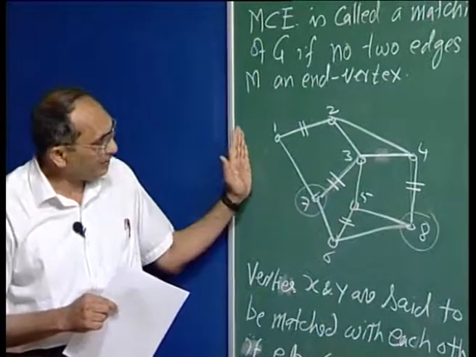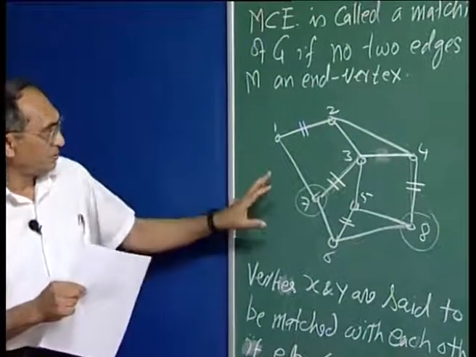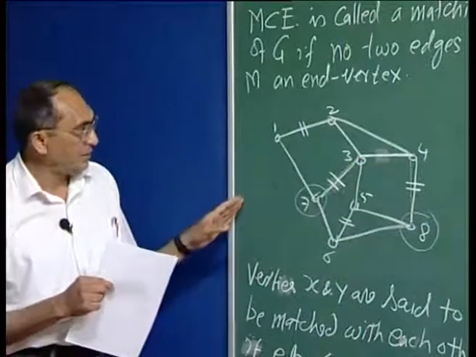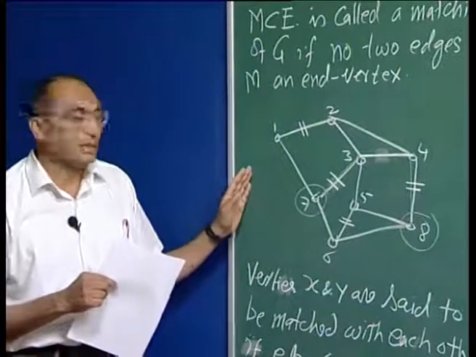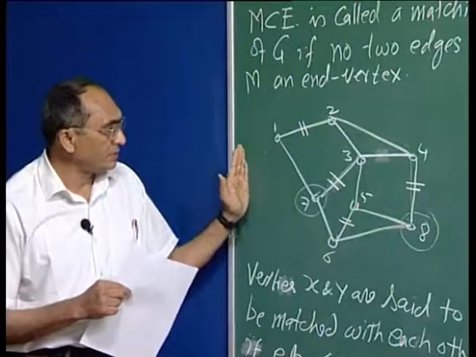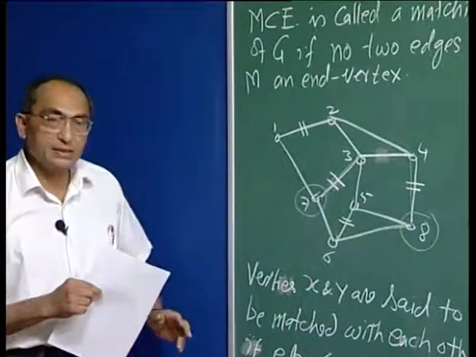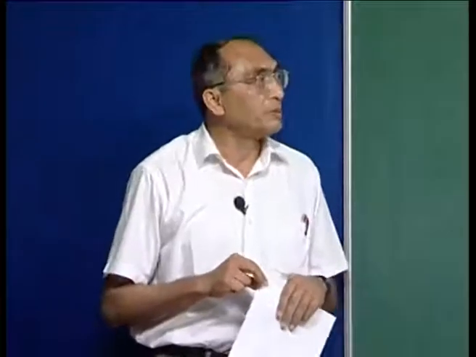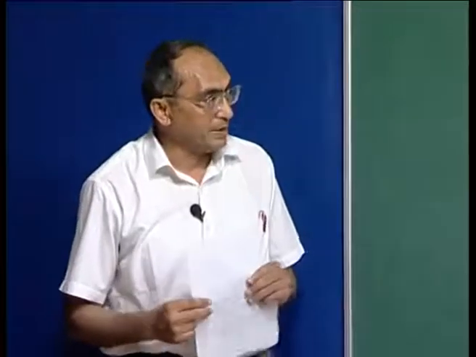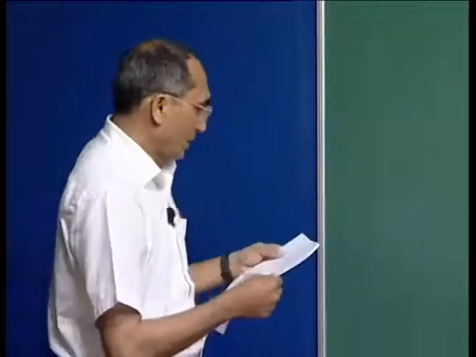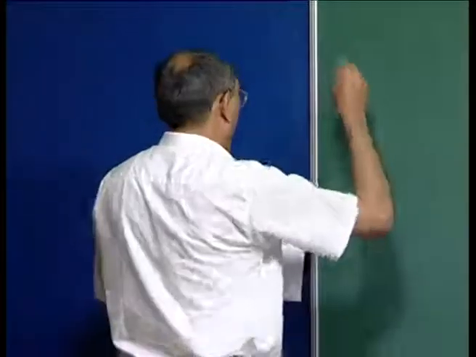And if we continue to switch the edges on the augmenting path, we will eventually end up with a maximum matching, because in each step we are going to improve the size of the matching. So now we have found a way to compute a maximum matching, but before that we need to prepare some more background.